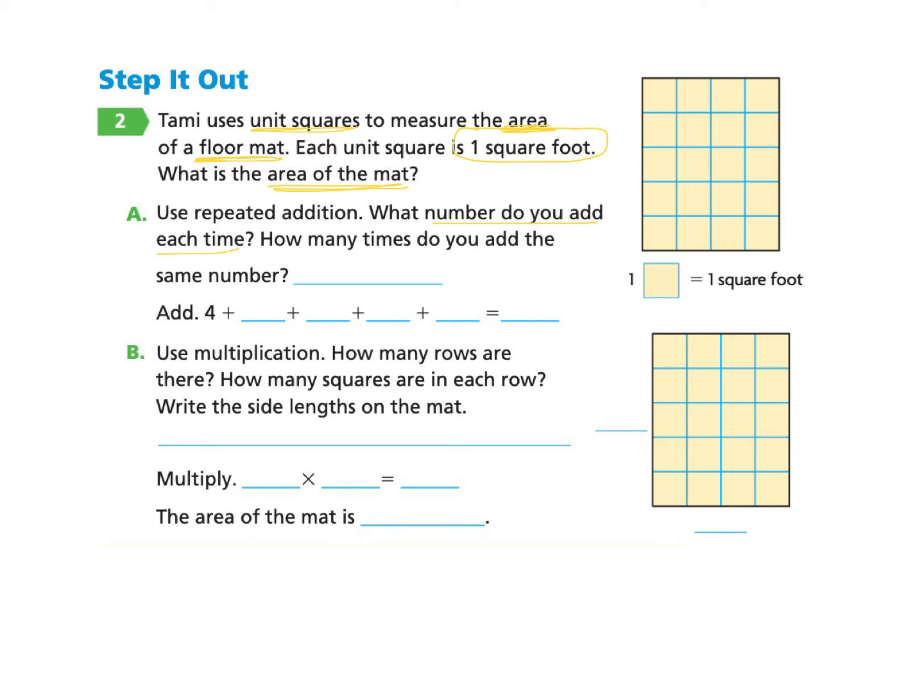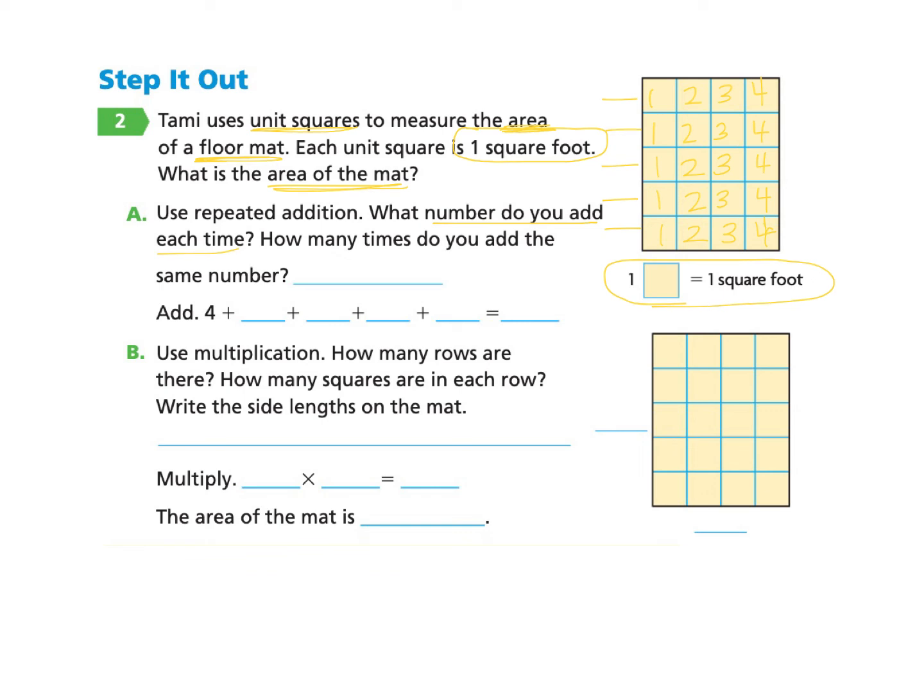So let's take a look over here. We have our mat, and we know that each square is 1 square foot. They give us that key here at the bottom. And so if we're taking a look at this, I'm noticing that there are 1, 2, 3, 4 in the row. And how many rows do we have? We have 1, 2, 3, 4, 5. So I'm noticing that we can write these out all the way if you'd like to, you can if that helps you to see the problem better. But I'm noticing that there are 5 rows, and in each row we have 4 square feet in each row.